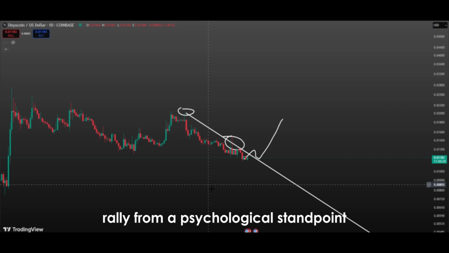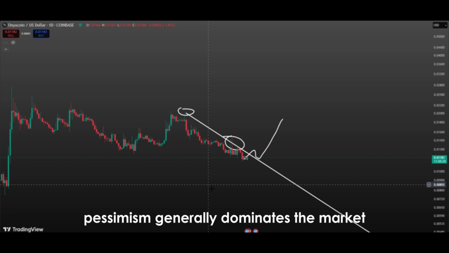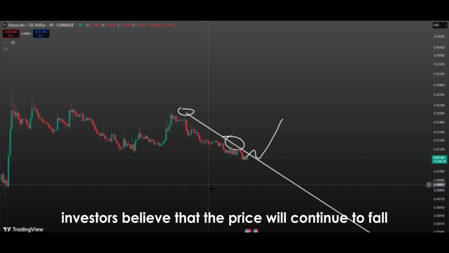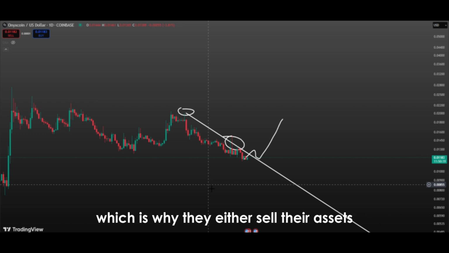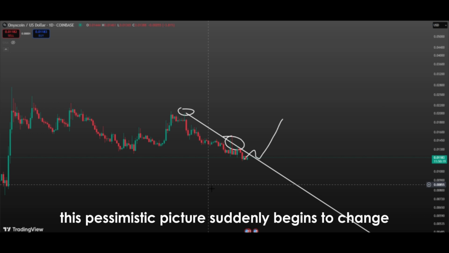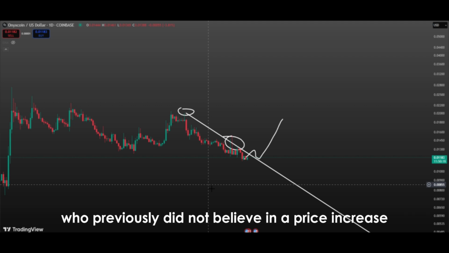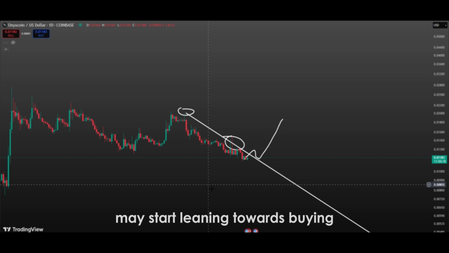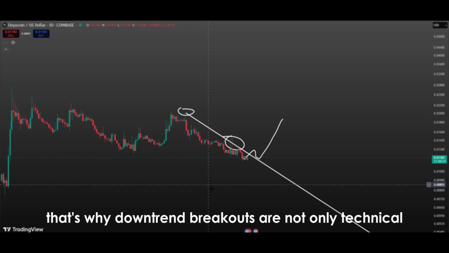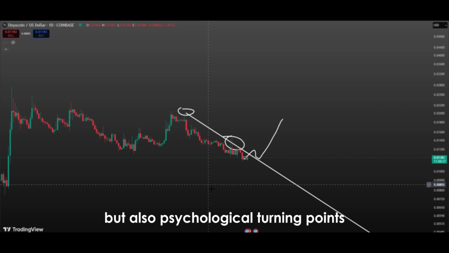From a psychological standpoint, pessimism generally dominates the market during a downtrend. Most investors believe that the price will continue to fall, which is why they either sell their assets or stay away from the market entirely. But when the trend breaks, this pessimistic picture suddenly begins to change. Even investors who previously did not believe in a price increase may start leaning towards buying after seeing the breakout. This strengthens the upward momentum of the price. That's why downtrend breakouts are not only technical, but also psychological turning points.